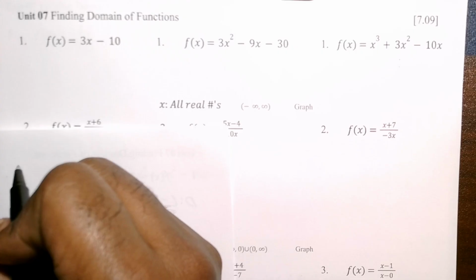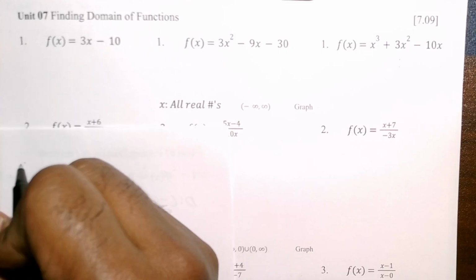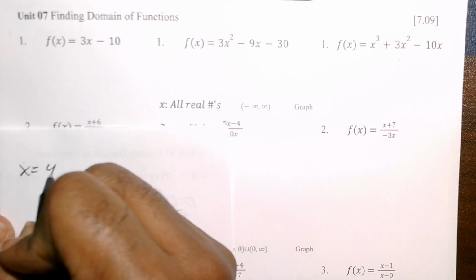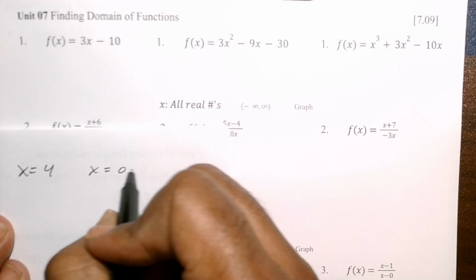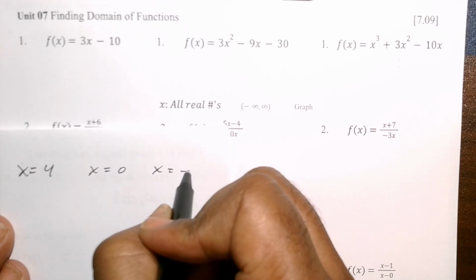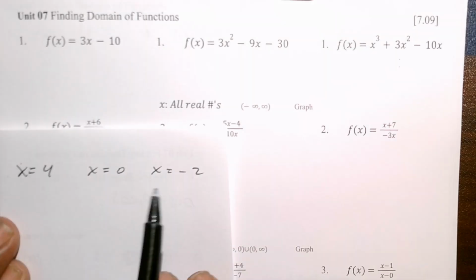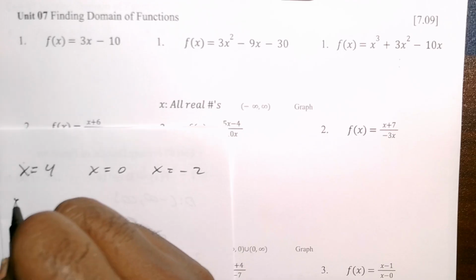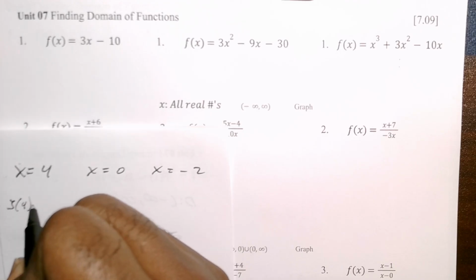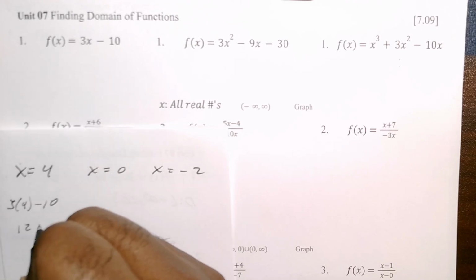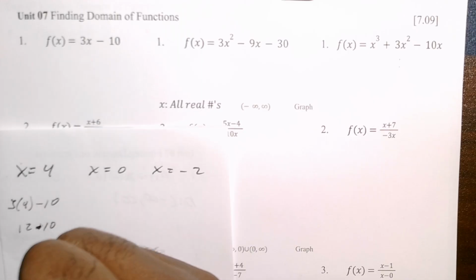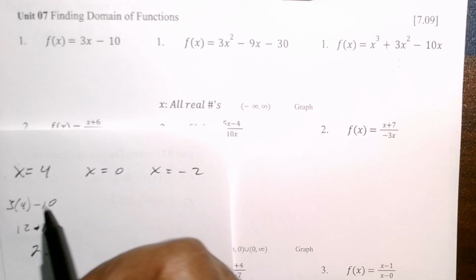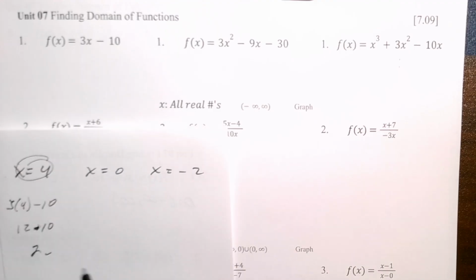Let's try numbers like, say, x is 4. Then we'll try x is 0 and maybe x is negative 2. I want to put these three numbers in here and see what happens. So if you put a 4 in here, you get 3 times 4, then take away 10, which is 12, take away 10, 2. 2, hey, that's a legitimate answer. That means 4 can be used for input.